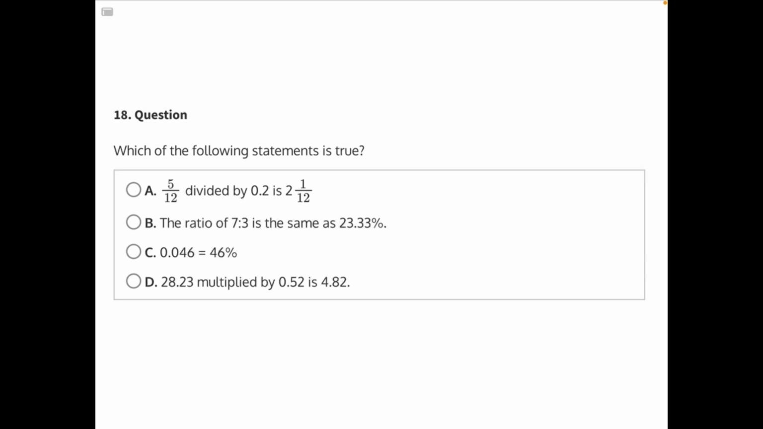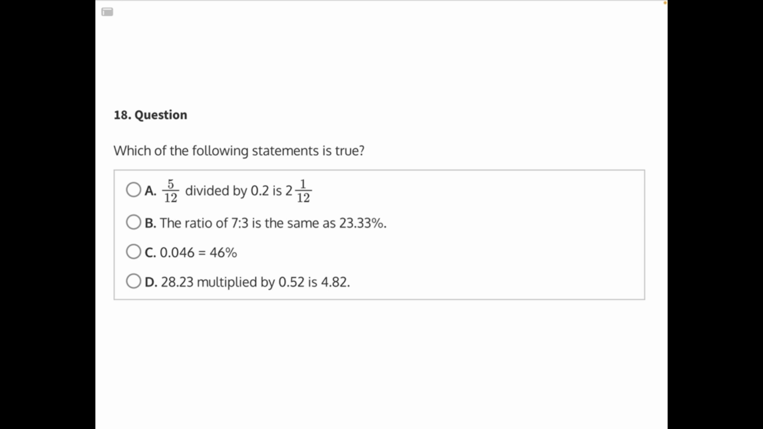Which of the following statements is true? A: 5 over 12 divided by 0.2 is 2 and 1/12. B: The ratio of 7 to 3 is the same as 23.33%. C: 0.046 is equal to 46%. And D: 28.23 multiplied by 0.52 is 4.82.